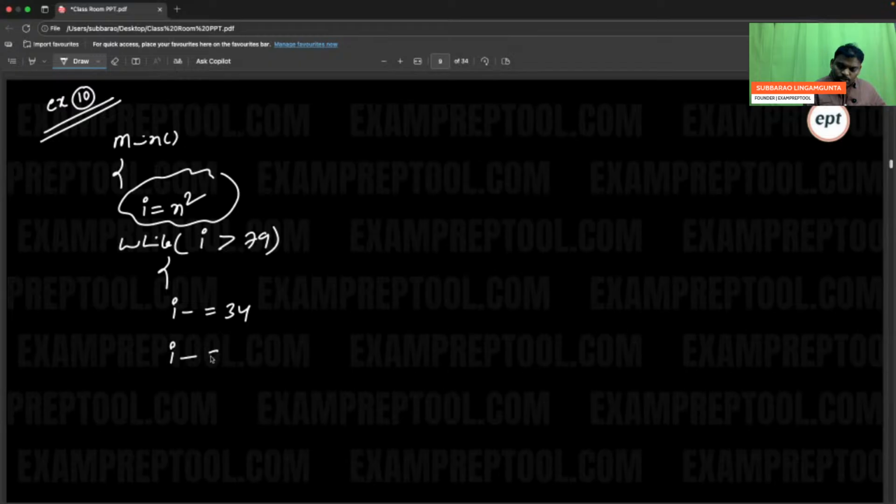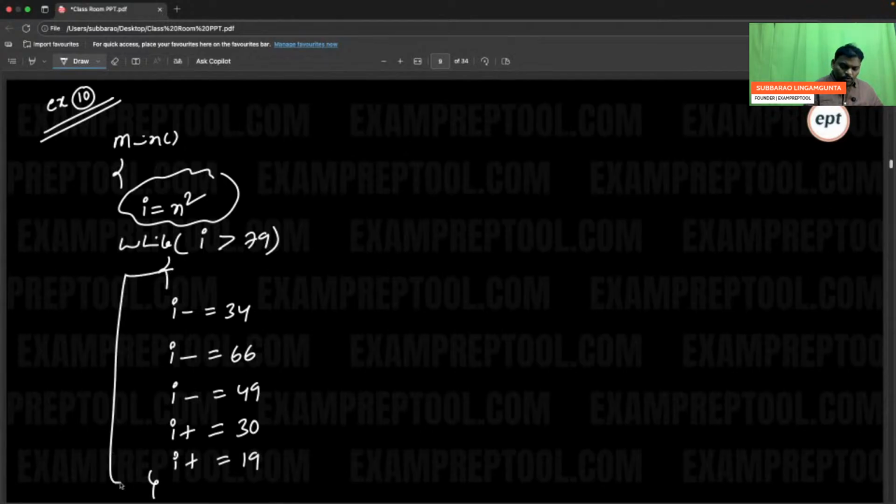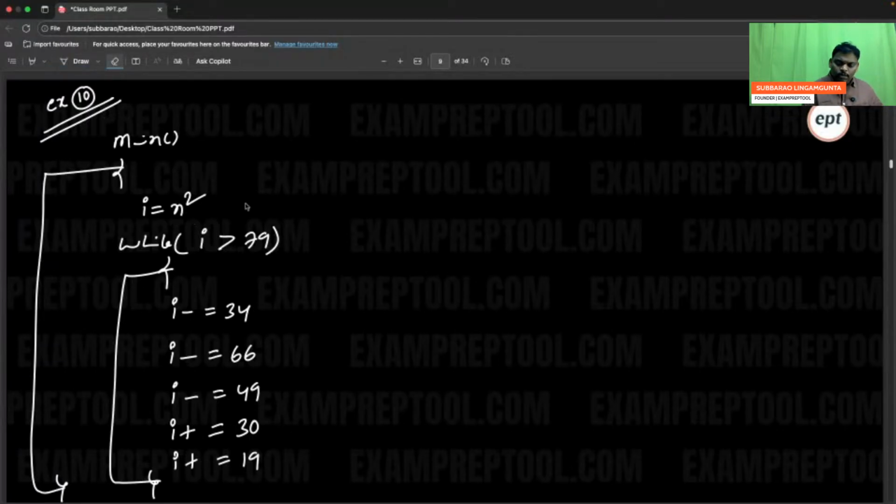I minus is equal to 66. I minus is equal to 49. I plus is equal to 30. I plus is equal to 19. Let's see how many people are going to give the answer. Try everyone.